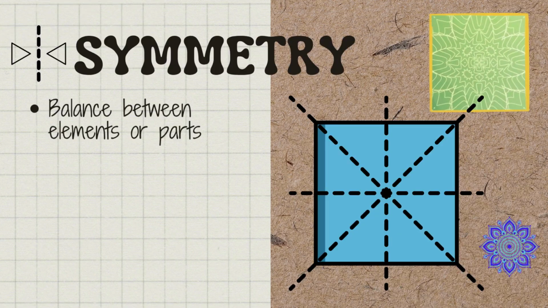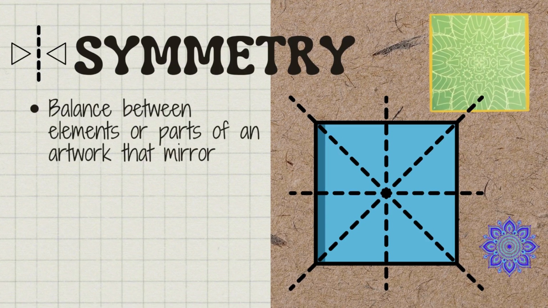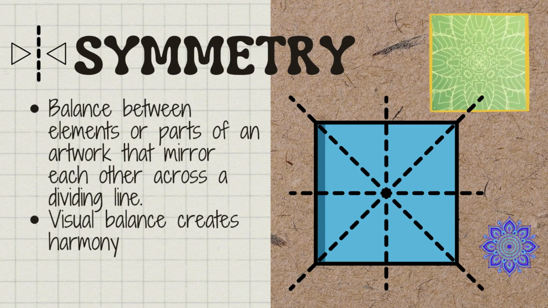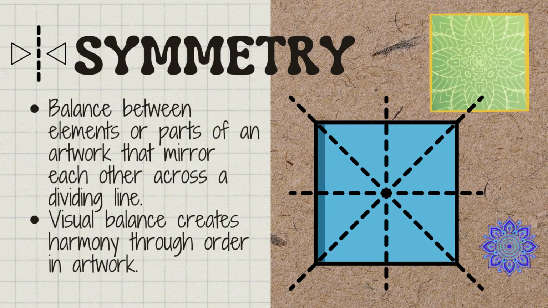For example, symmetry. Symmetry is the balance between elements or parts of an artwork that mirror each other across a dividing line. Symmetry creates a visual balance for harmony through order in artwork.